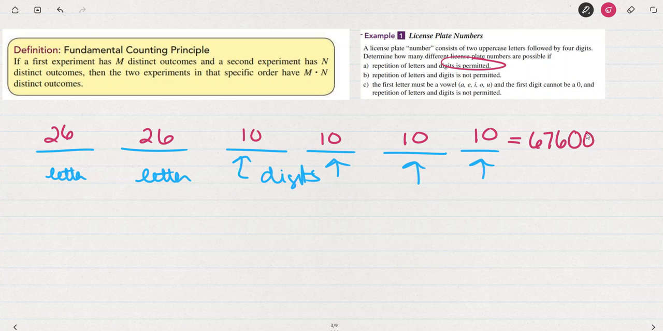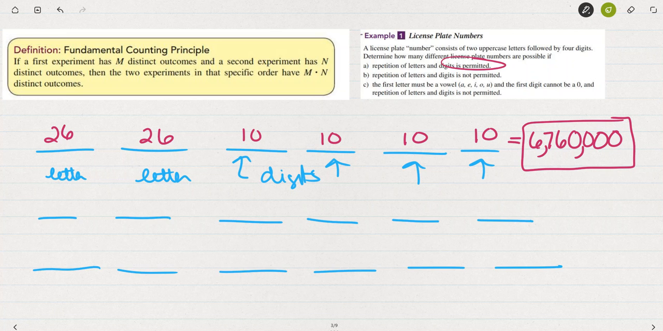So I'm going to add 1, 2, 3, 4 zeros in there. Can you believe that? There are 6,760,000 different license plates I can use with 7 characters.